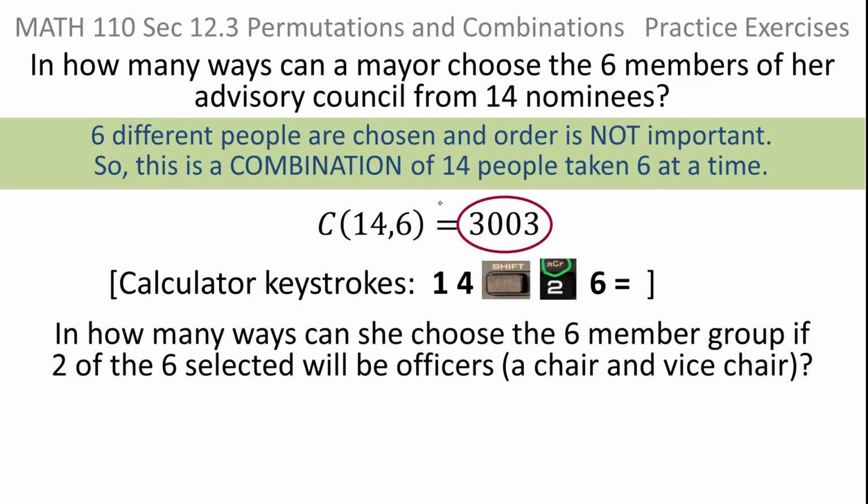Let's change it up slightly. What if she's still choosing a 6-member group, but 2 of them will be officers? You'll have a chair and a vice chair and then just 4 others. If you think of it that way, that's more complicated. So you're essentially breaking a bigger task into 2 subtasks.